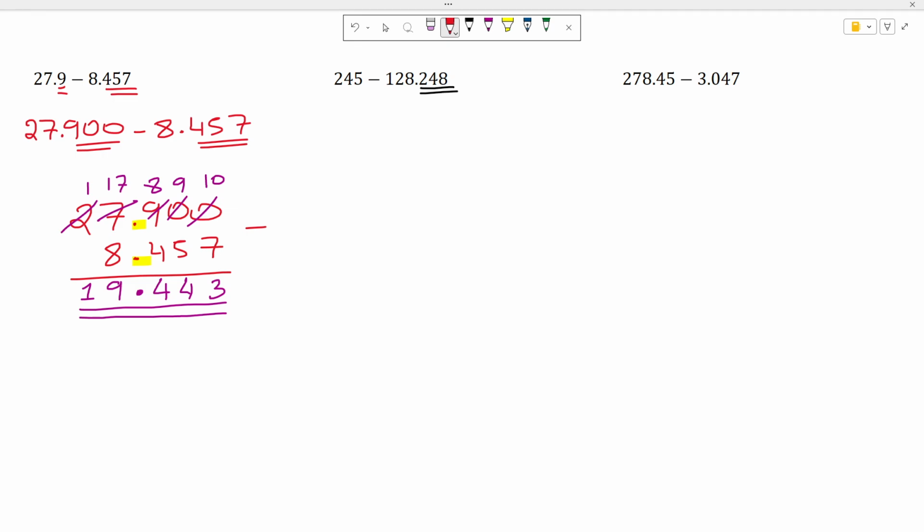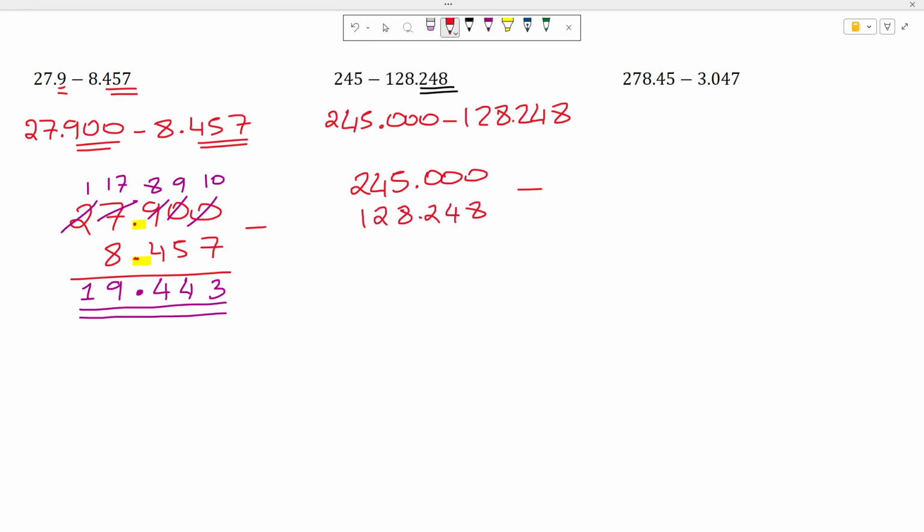So what we can do is we can write 245 as 245.000 minus with 128.248. Right guys? After that, let's go ahead and write it in column method. So we have 245.000 minus 128.248. All right guys, now's the fun part.